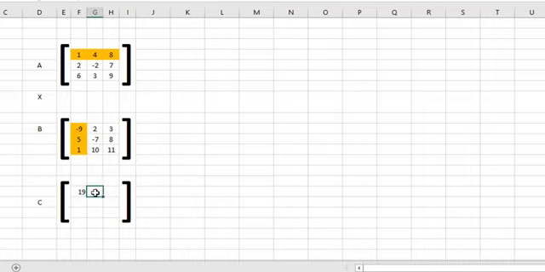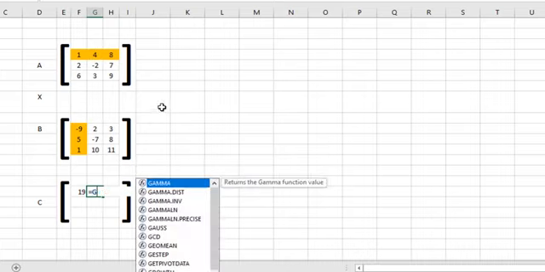Then ang sunod, this row multiplied by the second column, that is equal to 4 times 2, equal to plus, ay na mali.